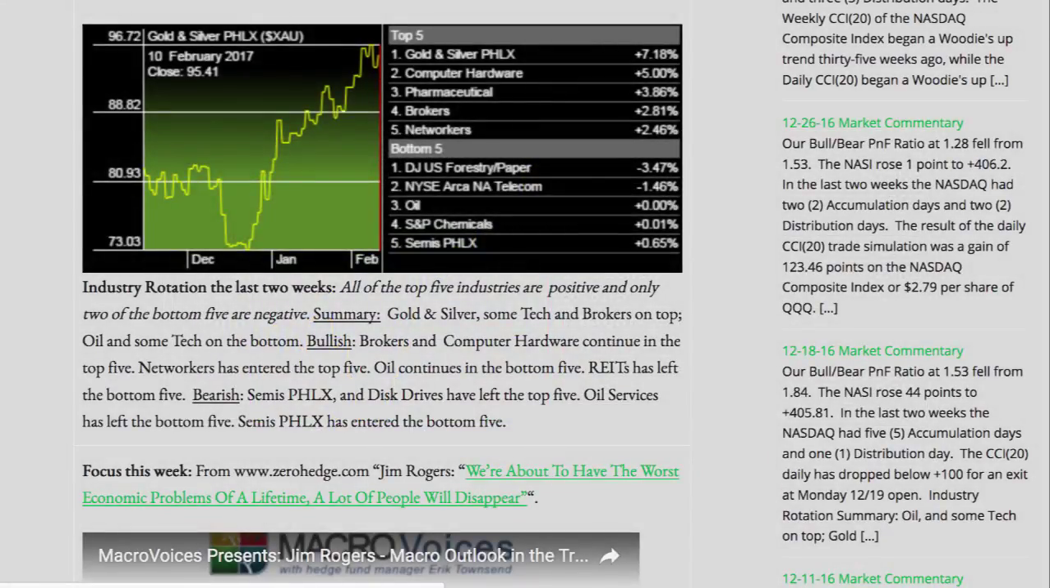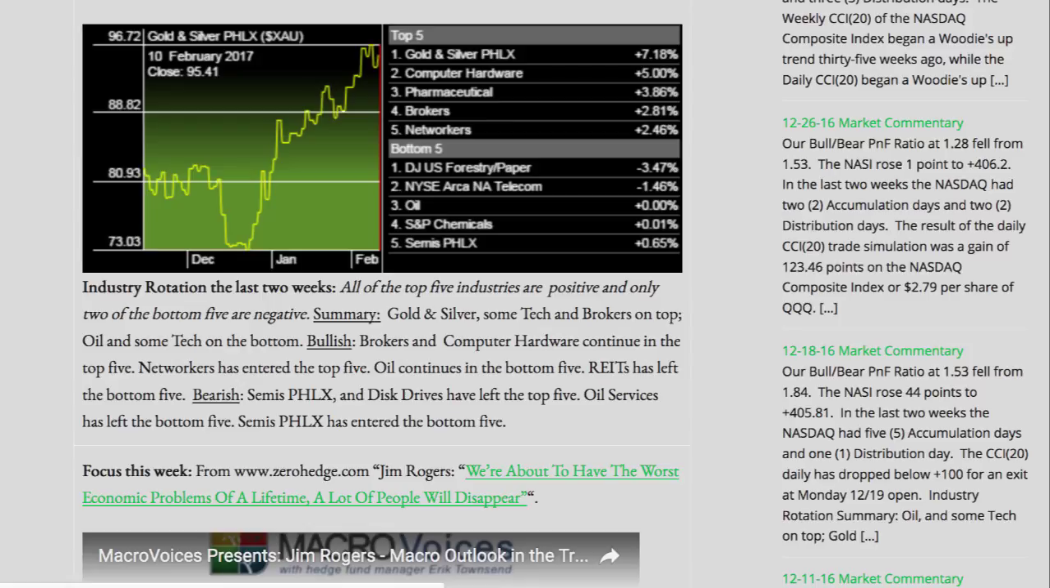All of the top 5 industries are positive, and only 2 of the bottom 5 are negative. Summary: gold and silver, some tech and brokers on top, oil and some tech on the bottom. Bullish, brokers and computer hardware continue in the top 5. Networkers has entered the top 5. Oil continues in the bottom 5. REITs has left the bottom 5.